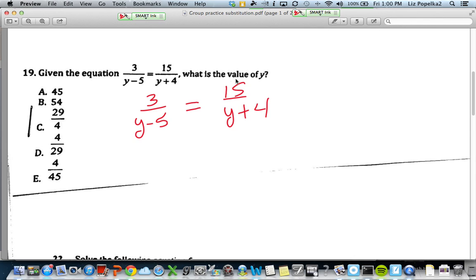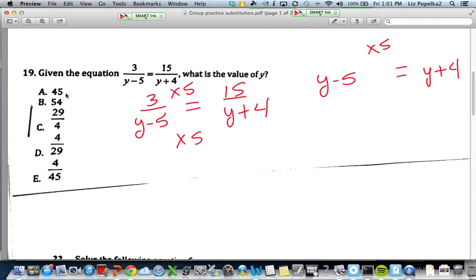So this is kind of like you're unsimplifying a fraction, because 3 times 5 gives you 15. That means that for down here, whatever y minus 5 ends up being, you have to be able to also multiply this by 5 to get the number that's underneath the 15. Kind of like unsimplifying a fraction. So whatever this y minus 5 is, I've got to be able to multiply it by 5 to end up with whatever y plus 4 is.